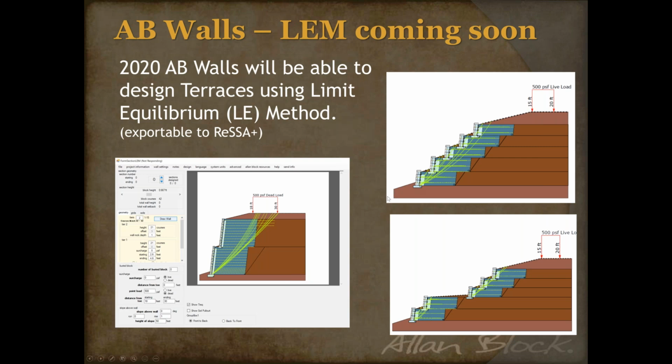And it also allows you to do slope below the wall. First time the software will have that in there as well. This is coming soon, hopefully in 2020. If you want to know more about it, I'm going to go a little bit more into LEM here soon. This one also will be exportable to RISA, a global stability program, or RISA Plus anyway. So that way, if you do it in a terrace application in AB Walls and you want to analyze it, you don't have to recreate that geometry. It's already done for you, just like it is already in our regular AB Walls. But when you get into the LEM portion, this will count as well.